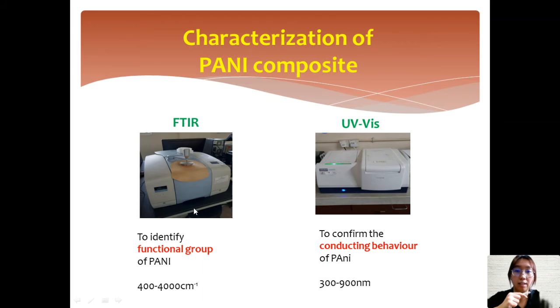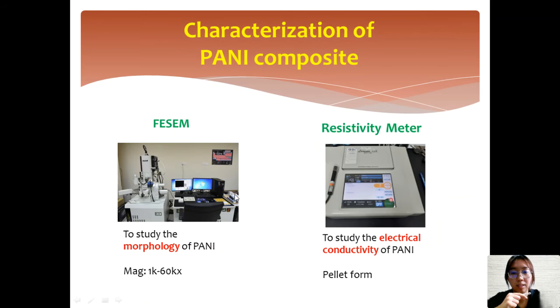Next are the characterizations. The synthesized polyaniline will be characterized by FTIR to check the functional groups, while UV-vis is to check the conductive behavior of the polyaniline. FESEM is to check the surface morphologies of the polyaniline, and the conductivity of the polyaniline will be determined by using the 4-point probe technique.